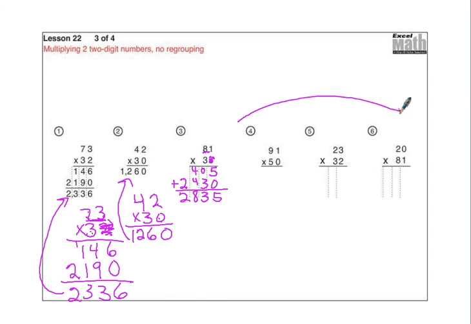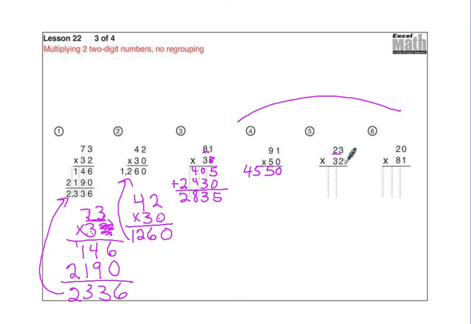You're going to do 4 through 6, pause the video, turn it back on when you're ready to see the solutions. All right, the first one, we don't have to multiply any of these times 0, just put a 0 in the placeholder there. Have the ones place, 1 times 5 is 5, 9 times 5 is 45. So the answer is 4,550.